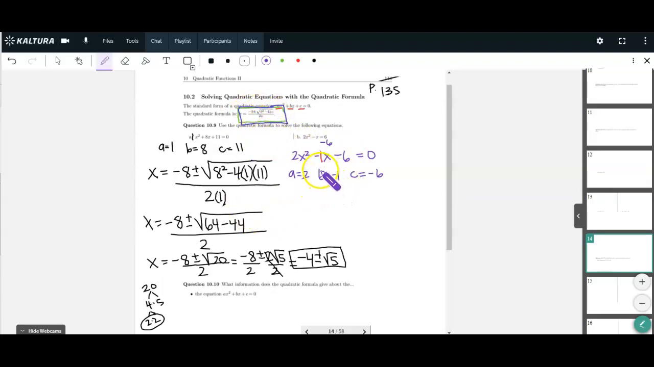And so then if we put that in, right, so I'm going to start here. So x equals, and then it says -b, so I need the opposite of b.